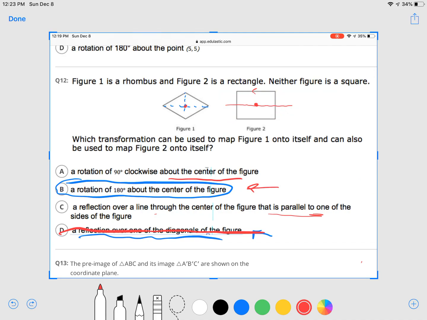But that does not work with the rhombus. If you look at the rhombus, through the center, and then parallel to one of the sides. So we can pretend it's parallel to this side. That does not work.